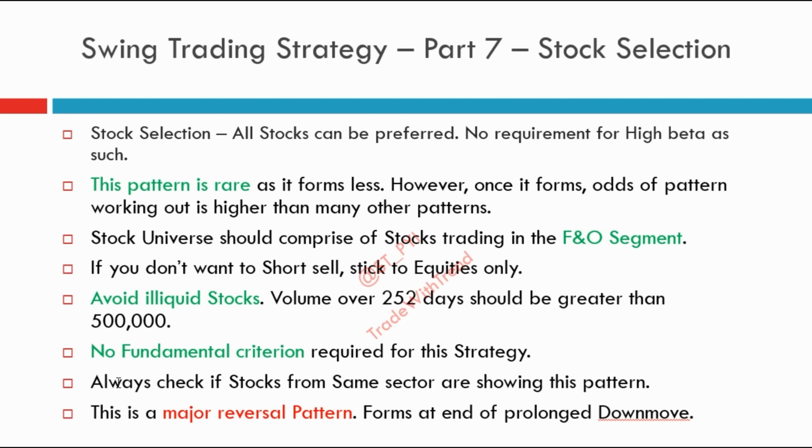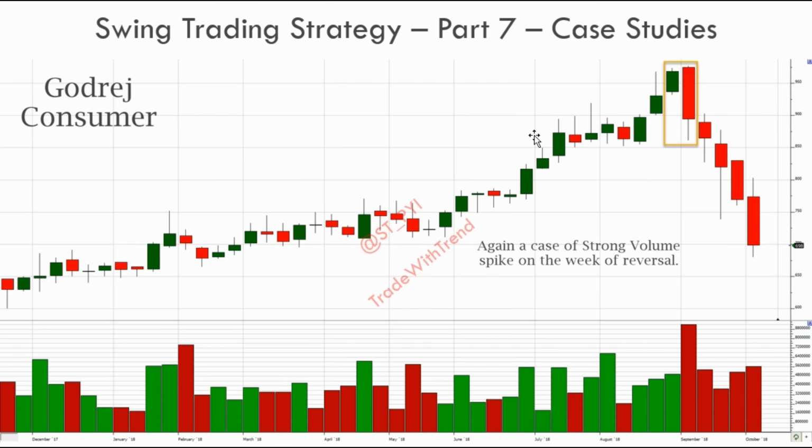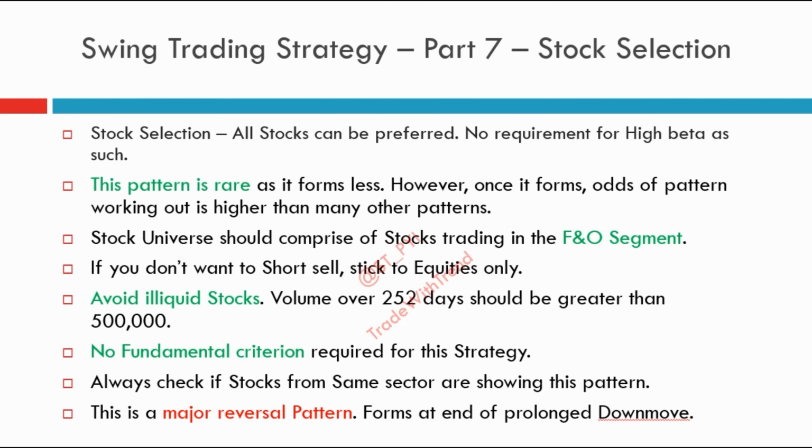One criterion that I always share in all of my strategies is to always check for stocks in the same sector. So let's say Godrej Consumer in the FMCG sector is forming this bearish pattern, and the chart is indicating that price will move lower. Check out other stocks. They may not be forming this same pattern, but they might be indicating the same amount of bearishness in other forms. So do take note of that as well.